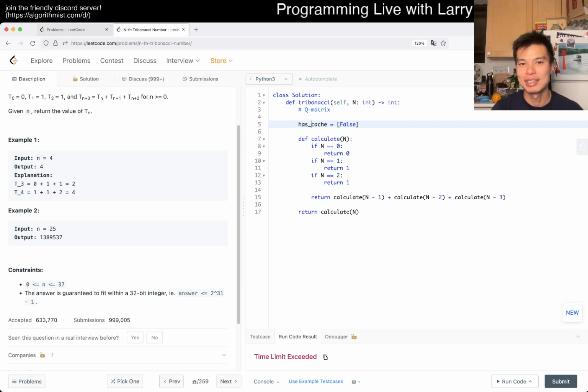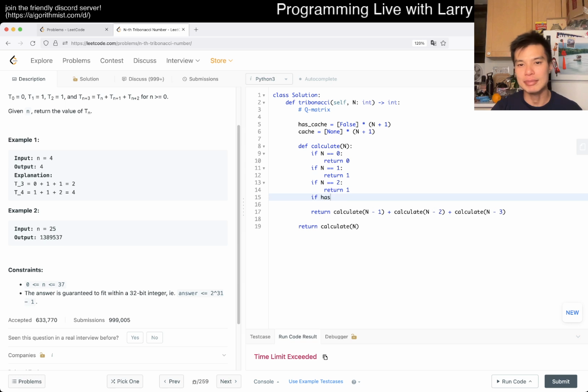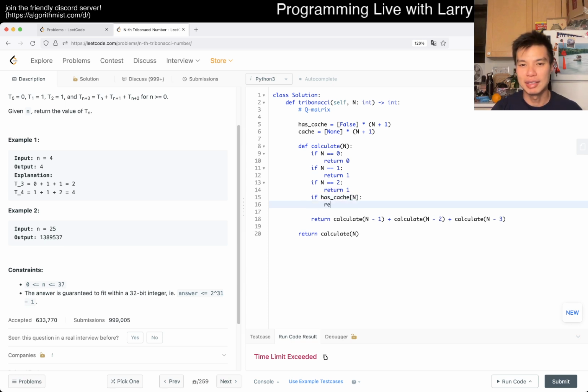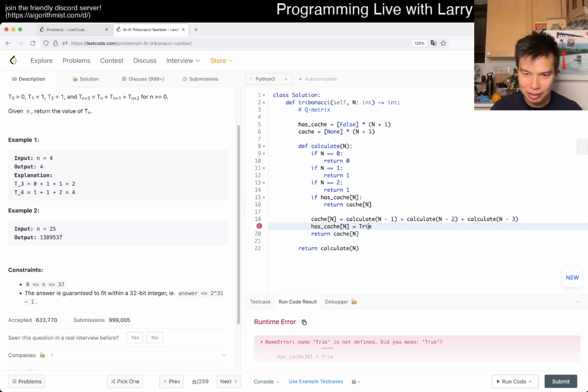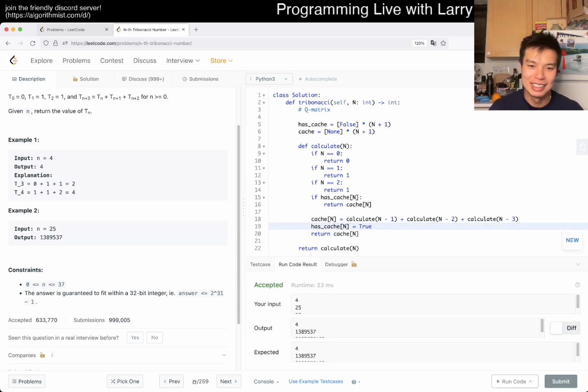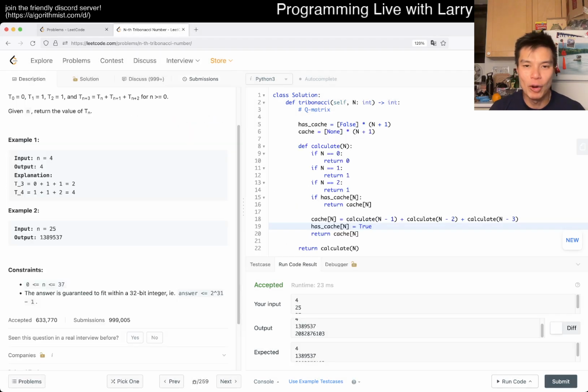We make a cache of size n plus 1, so that we can save 1 as well. If it has the cache, we can return it. Otherwise, we set the cache as we go and then return it. That's pretty much it, a very easy way of saving things, as long as you type it in correctly. You can see that the answer is, what is this, like 2 billion? I can count the digits. So give it a quick submit, and there we go. Pretty straightforward, I hope.